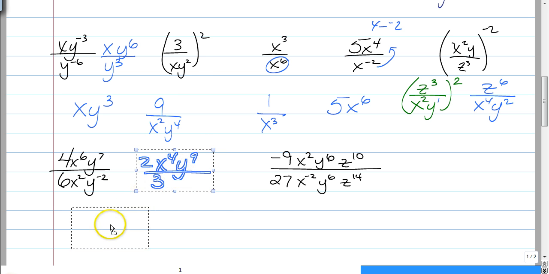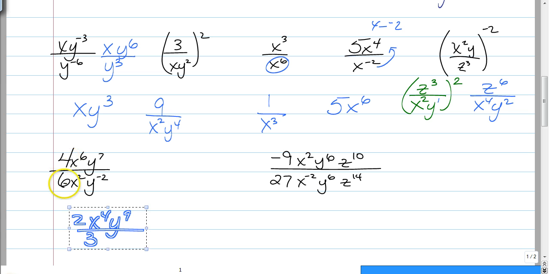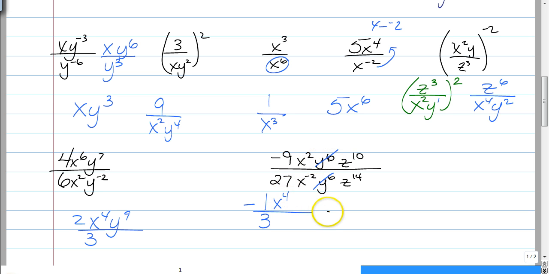So they still haven't. You have 4/6, which reduces to 2/3. Same with this. Negative 9/27 reduces to a negative 1/3. And now you just have to play with all of your exponents. You have 2 x's on top and 2 in the bottom that want to be on top. Or 2 minus a negative 2 is 4 x's on top. You've got 6 on top, 6 on bottom, they cancel.